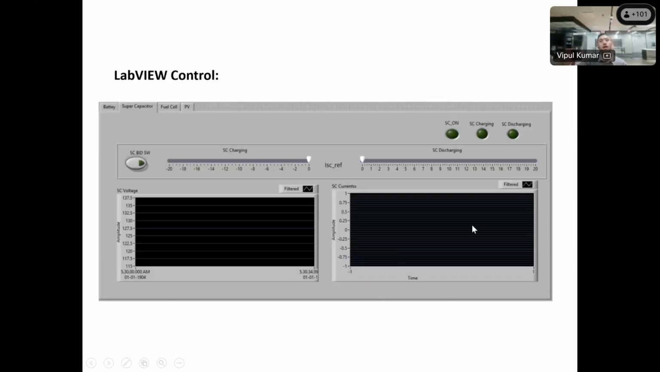And the battery is the same program used to control the supercapacitor. Like for the minus reference current you can charge, and the plus reference current is for the discharging of the supercapacitor. Okay, and you can have the graphs also.